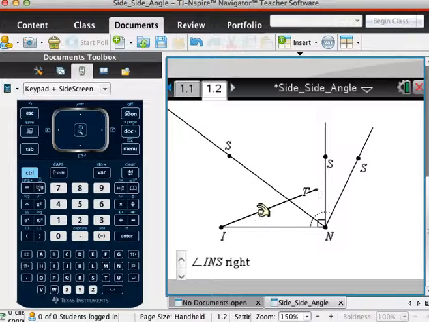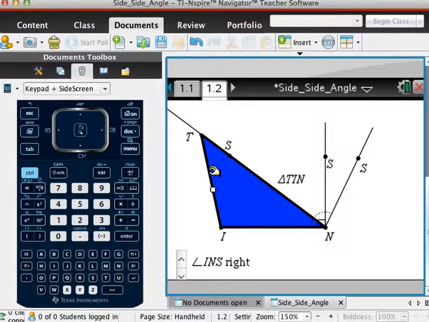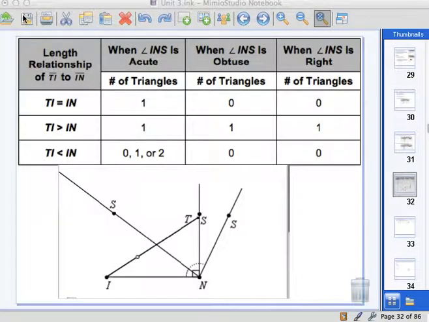Okay, so we just explored different ways of making triangles. If I have an acute angle here and TI and IN are the same length, then I can still make a triangle. So that was basically all we did yesterday for the first half of class. And then we set up this table to analyze what we knew and what we could find out.